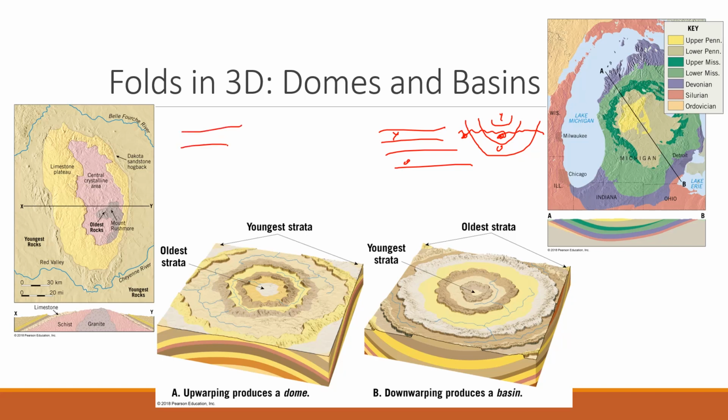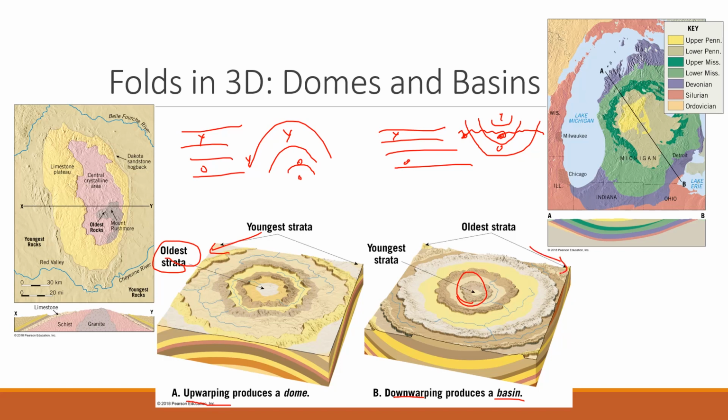Whereas a dome, if we do the same thing, young, old, and now we warp them, we will see the youngest stuff will be on the outside and the oldest stuff will be in the middle. So for a dome, we produce that by upwarping, so we end up having the oldest strata in the middle, the youngest strata on the outside, whereas downwarping will produce basins, and so we'll have the youngest strata in the middle and the oldest strata on the outside.